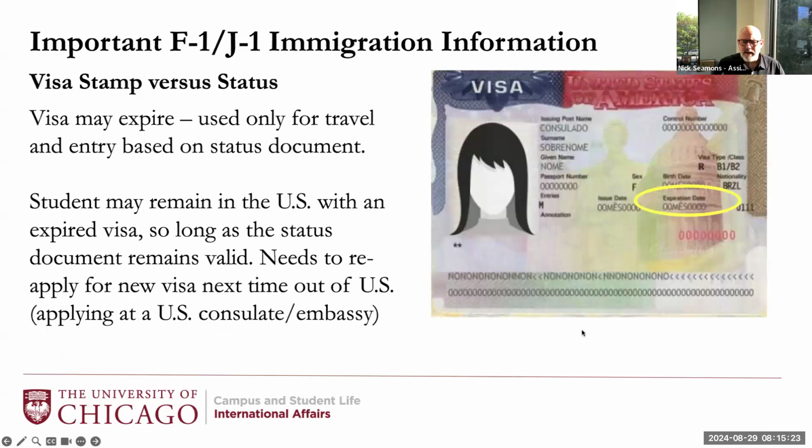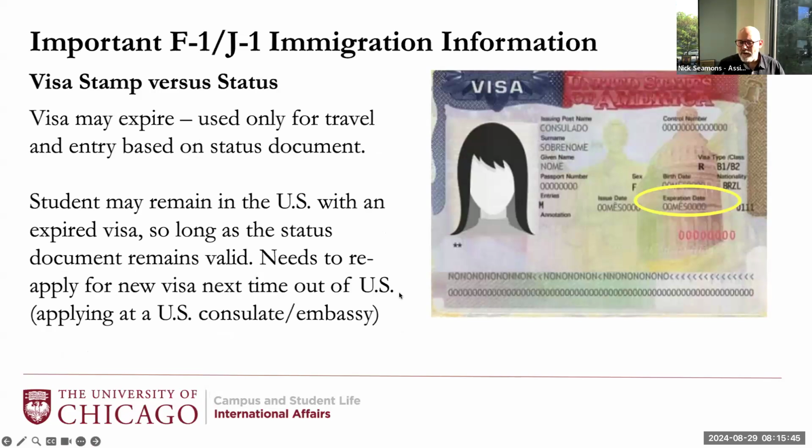So just a quick image of what a US visa stamp or sticker looks like. A quick note here that if your student is a Canadian citizen, they are exempt from navigating the visa stamp or sticker, but are required to have an unexpired passport and I-20 or DS-2019.